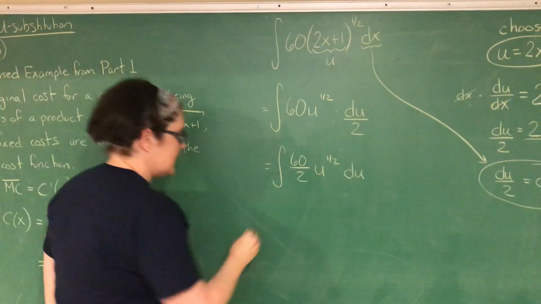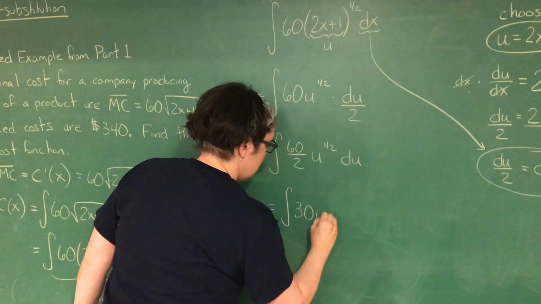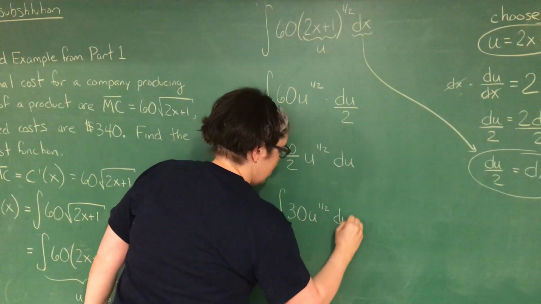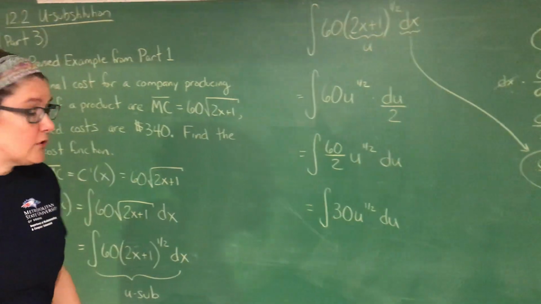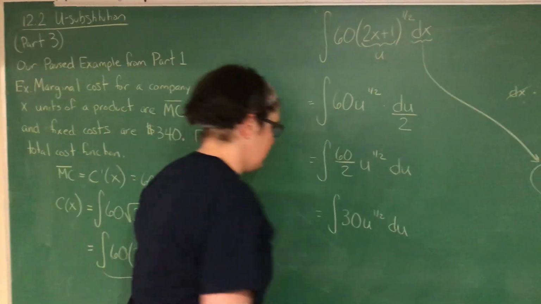And I can clean up that 60 over 2. 60 divided by 2 is 30. So I have the integral of 30 u to the 1/2 du. Okay, so I've now cleaned up this integral. I am ready to find the antiderivative.